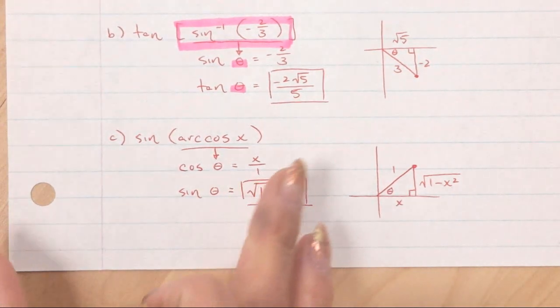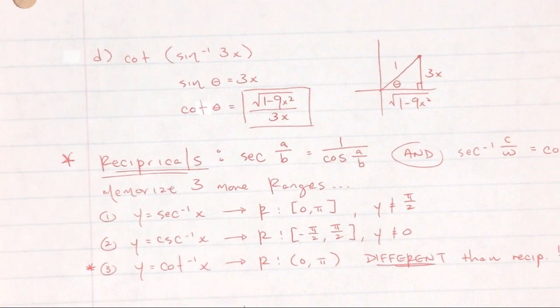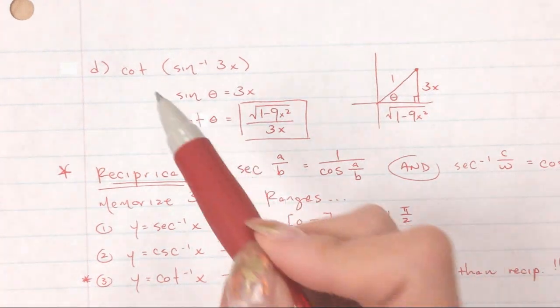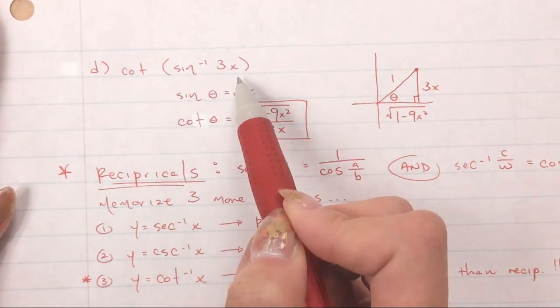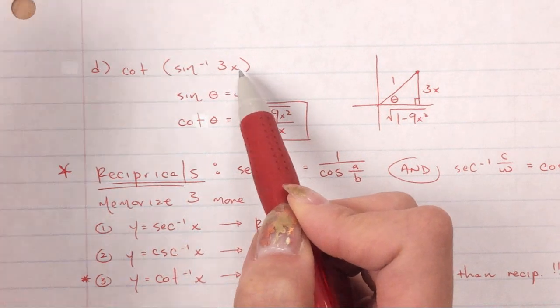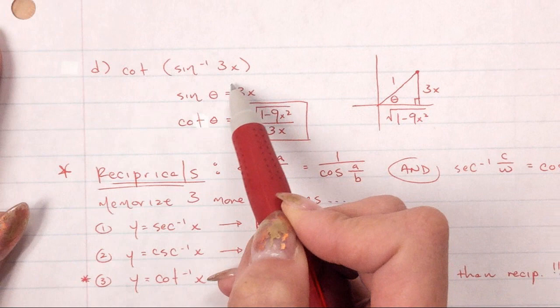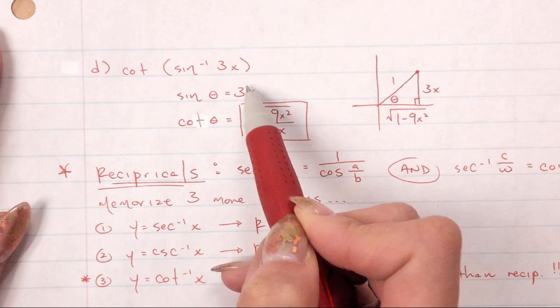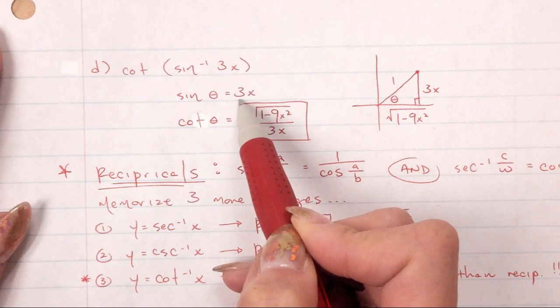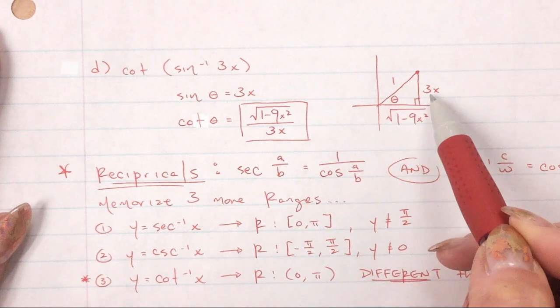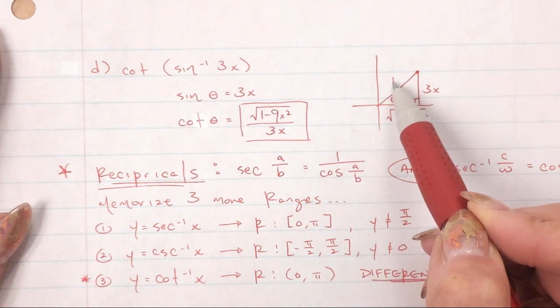All right, so the next one is the trickiest one, D. So for D, the cotangent of the sine inverse of 3x. So again, I start with sine of theta equals 3x. This is technically 3x over 1, so opposite is 3x, and then hypotenuse is 1. My opposite is 3x, my hypotenuse is 1.